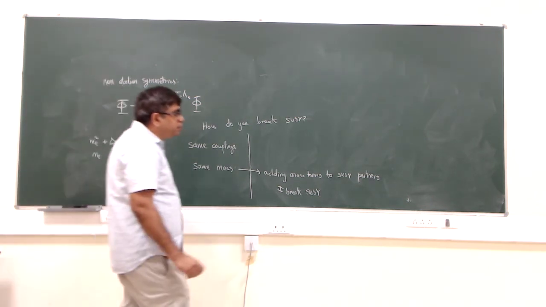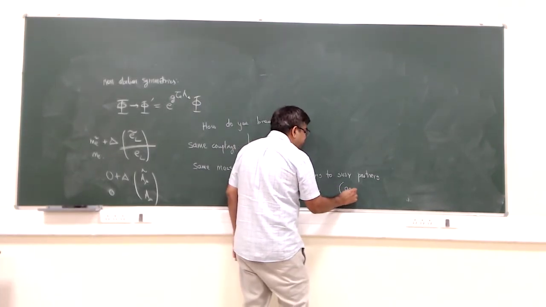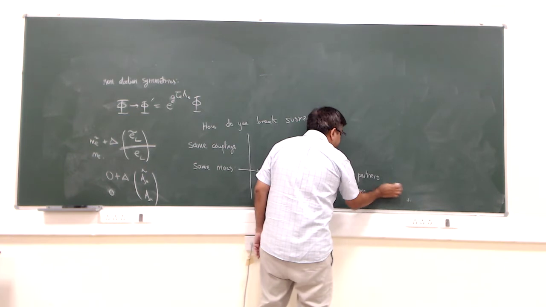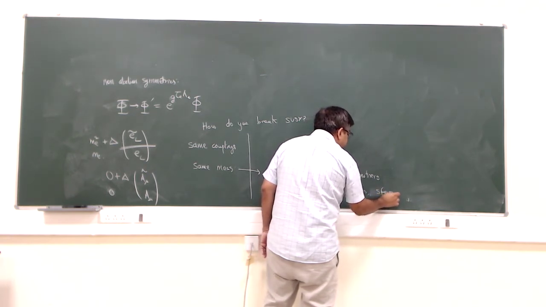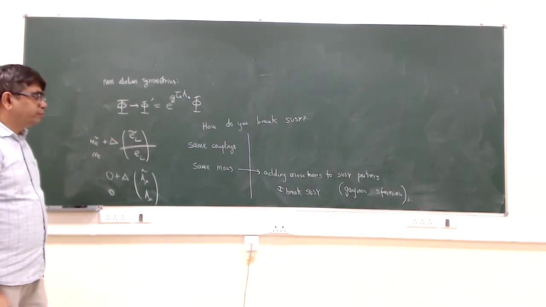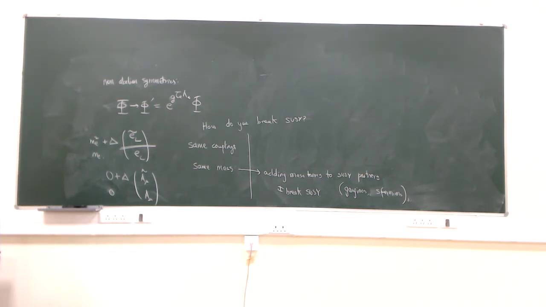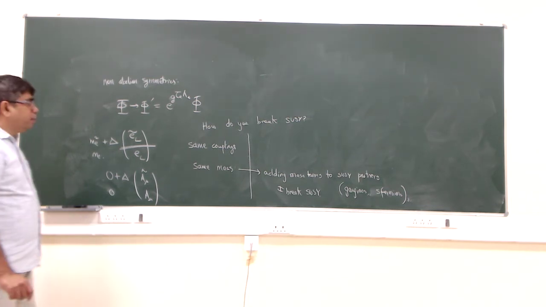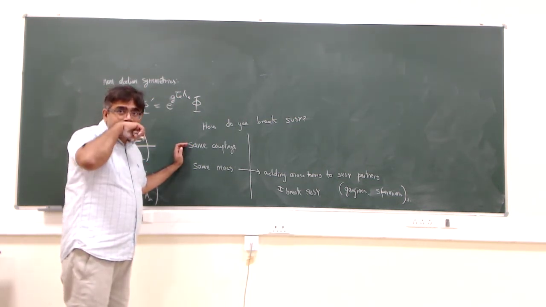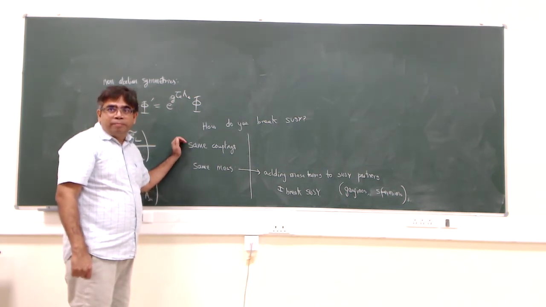So these SUSY partners are essentially gauginos and sfermions. Now, I can break the couplings. I should break the coupling so that gauge invariance is not broken.